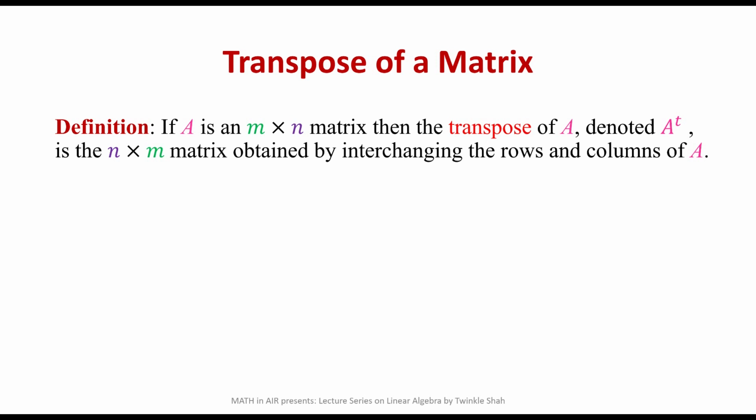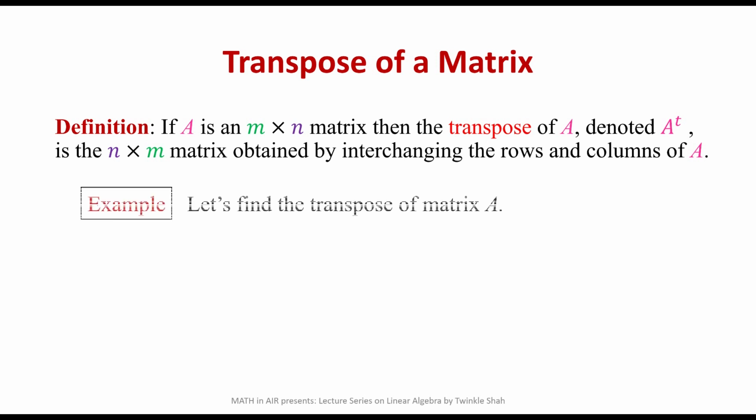Let's understand the definition of transpose of a matrix. If A is an m by n matrix, then the transpose of A, denoted A with a superscript t, is the n by m matrix obtained by interchanging the rows and columns of matrix A. For example, let's find the transpose of matrix A. Matrix A is a 2 by 3 matrix. To find the transpose of the matrix, we interchange the rows and columns. Therefore, the rows become columns and the columns become rows.